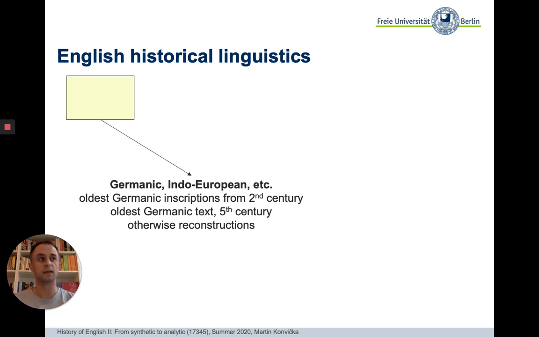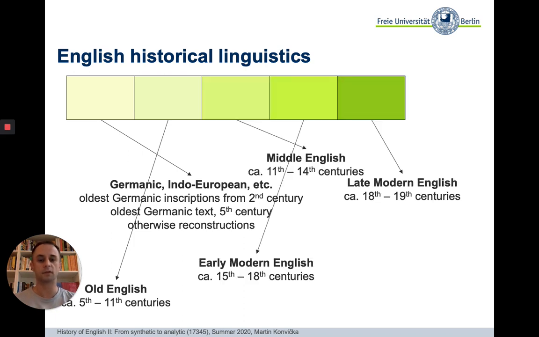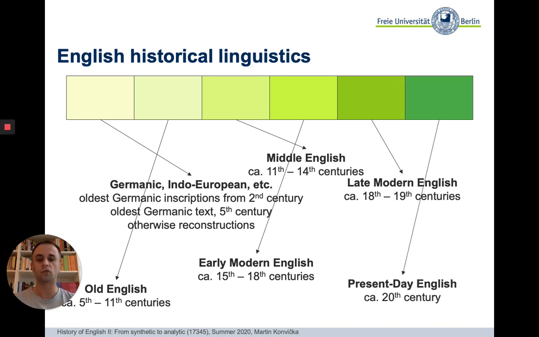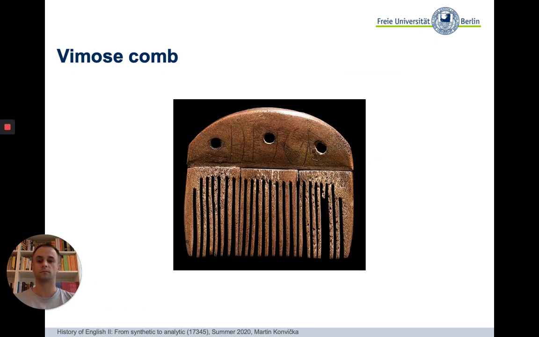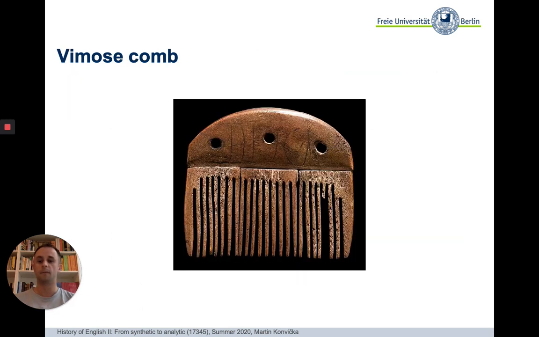So this means that we're going to have a look at how English developed from a Germanic dialect and throughout the centuries, from Old English times until the 20th century. If we're talking about the Germanic times, when English was not yet called English, we're talking about, for example, this thing, the so-called Vimose comb.